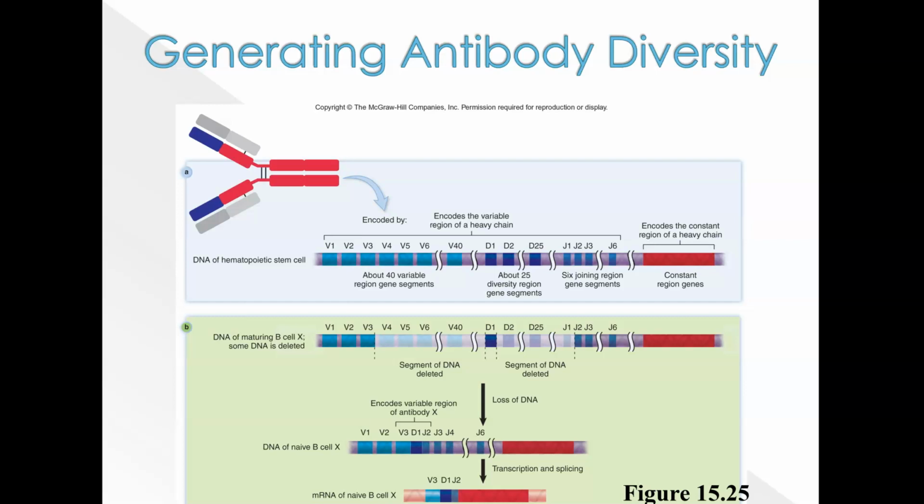So if you don't make a functional VDJ region, and you don't make a functional B cell receptor that leads to antibodies, you're going to get deleted in the bone marrow. You're never going to make it out of the bone marrow, because we don't want garbage going out into our body.